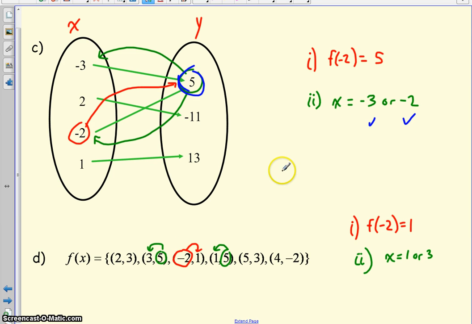Last but not least, in part D, same idea, but now we're given the function as ordered pairs. So when x equals negative 2, you get a y value of 1, which answers part 1. And for part 2, you see that when y equals 5, it actually happens twice. So you have two possible x values that create a y value of 5, both 1 and 3.